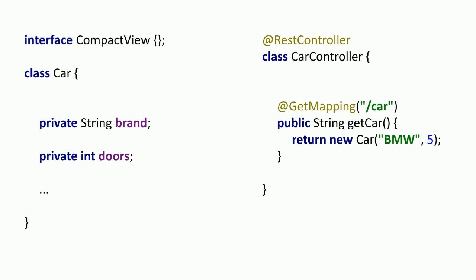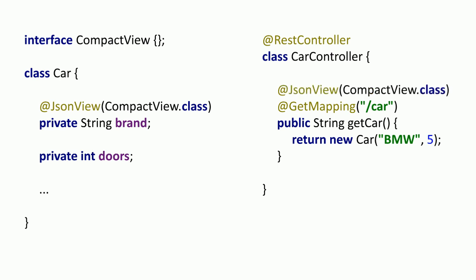So then you can say CompactView with a marker annotation, and you can annotate the brand with CompactView. So JsonView, CompactView. So in case CompactView is requested, you'll only get brand back. Okay, so if you then add an annotation on top of your controller method, you will get CompactView. Well, you can say that this GetMapping will return CompactView from the Pojo. Okay, that's useful if you want to have different representations of your resource.